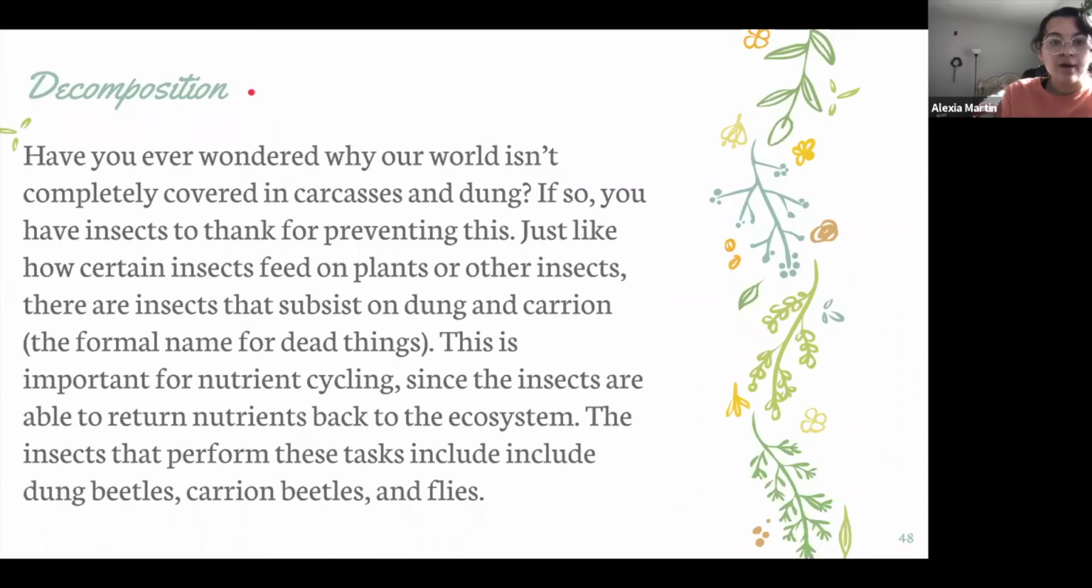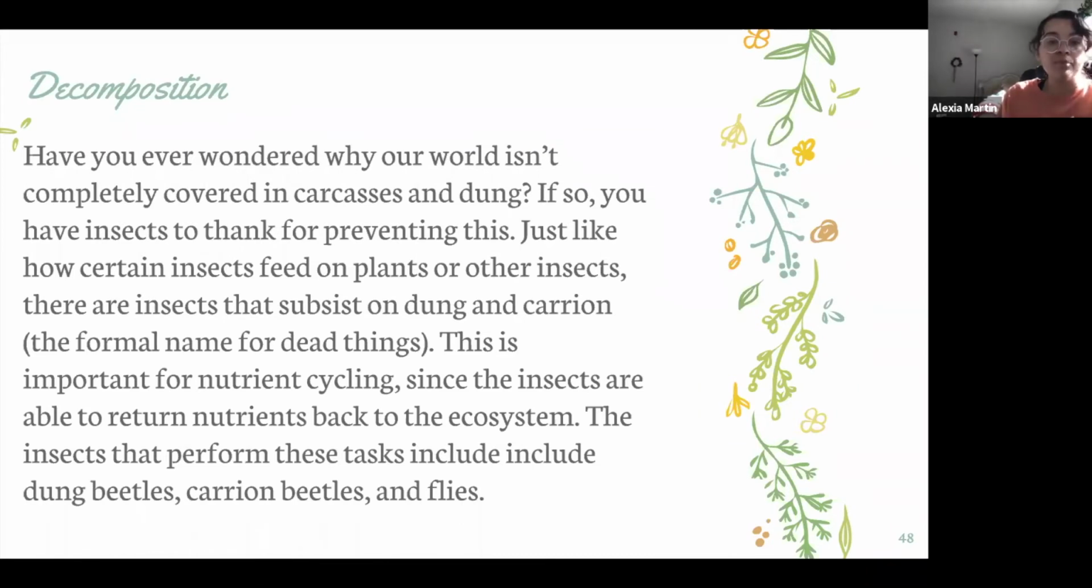Next, we're talking about decomposition. This was brought up in the introduction. Have you ever wondered why our world isn't completely covered in carcasses and dung? This is because of insects. Just like certain insects feed on plants, or they feed on other insects, or they feed on seeds or fruits or anything like that, there are insects that subsist on dung and carrion, which is just the formal name for dead things or carcasses.